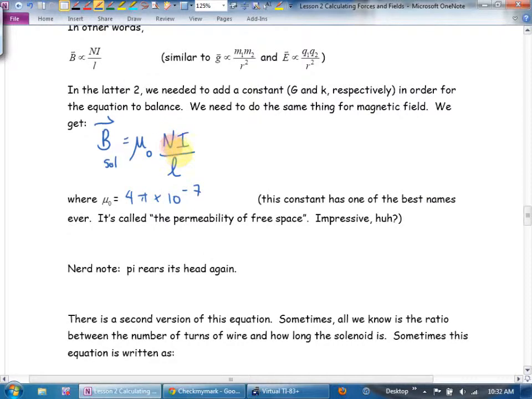First of all, let's do the obvious. What does I stand for? Current going through the wires. What does L stand for? Length of the solenoid. What does N stand for? Force? No, that would be an F, my friend. Read. I included it there. I gave you a list. What does the letter N stand for? You need to know this, so I'm making you look it up.